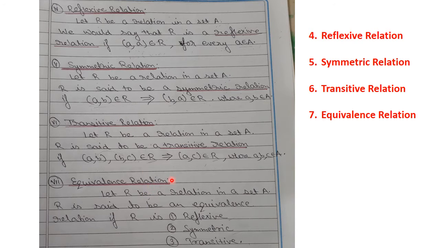Next, equivalence relation. Suppose R is a relation in set A and R is reflexive, symmetric and transitive. Then the relation will be called an equivalence relation.